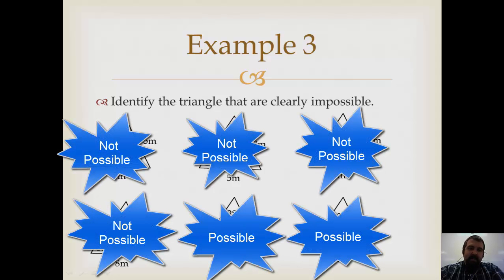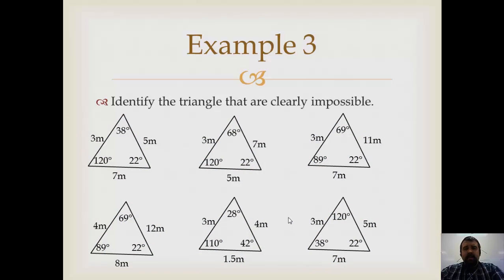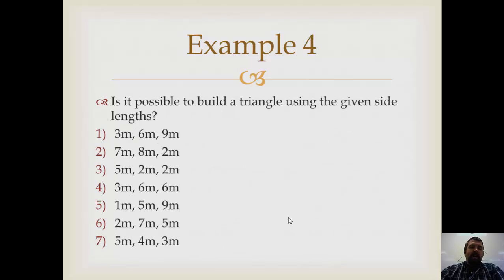So it ends up being that using our first rules, we eliminated the first two triangles. But then using our new rules, we eliminated the next two triangles. The only ones that are actually possible is the bottom middle and the bottom right, according to our new rules. Alright, example 4. What if I give you 3 side lengths and say, hey, is it possible to build a triangle using the given side lengths?